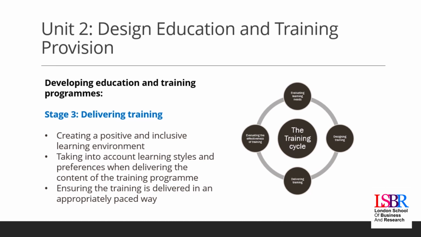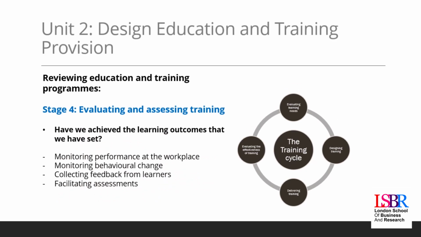The next stage, after we have already delivered the training, is to evaluate its effectiveness. As you could see, there are 4 stages of the training cycle, so evaluation is an essential stage. Having uncovered the learning needs, designed the training to meet those needs, delivered it, now we have to assess how effective the training was. Have the outcomes that we set, the outcomes that were intended to help us move the learners from point A to point B, have they been met?